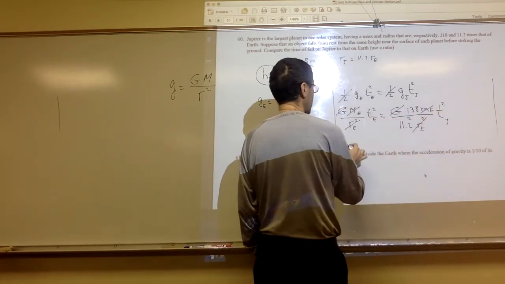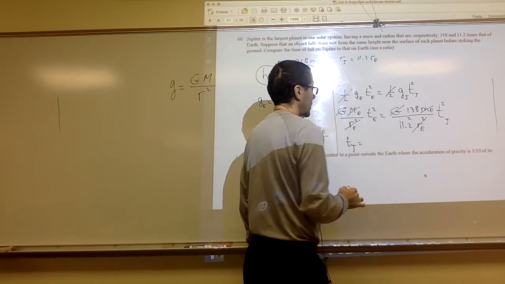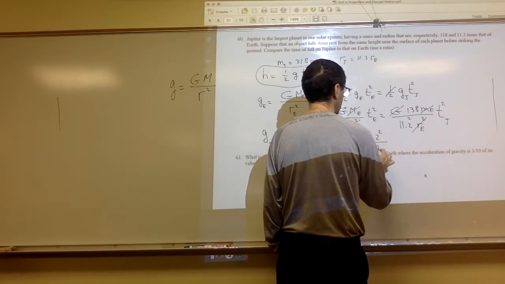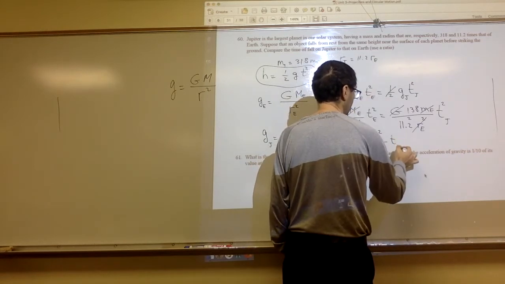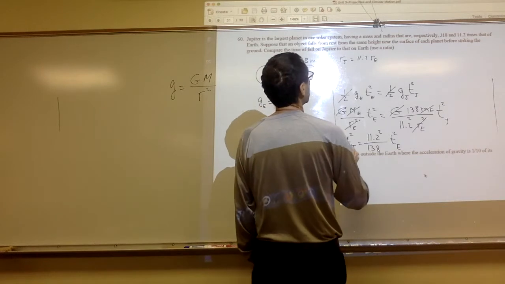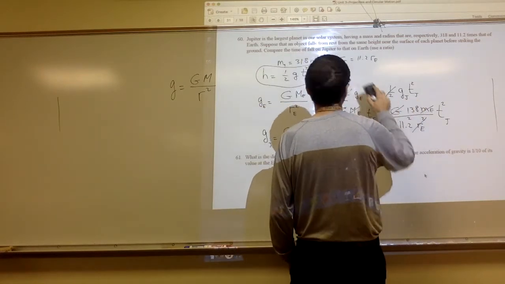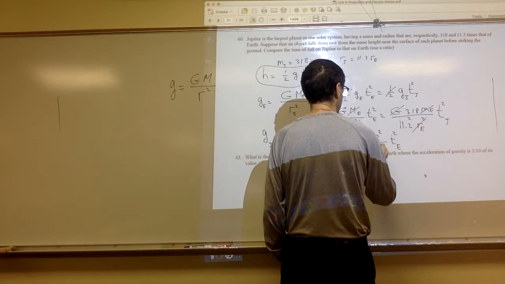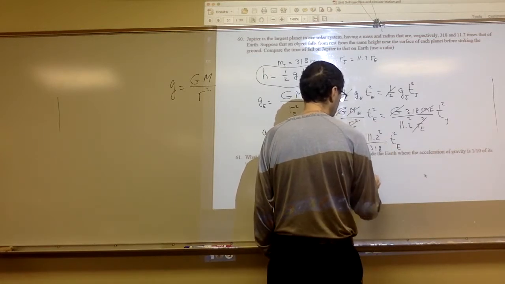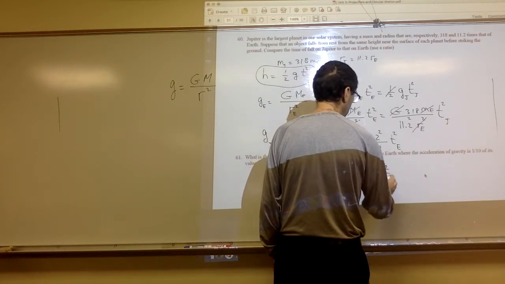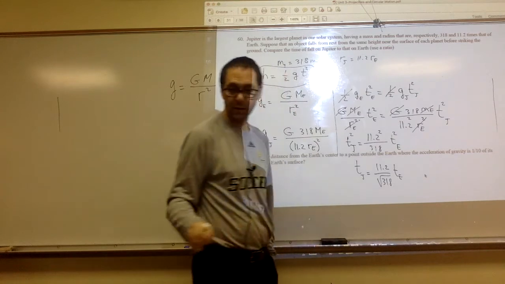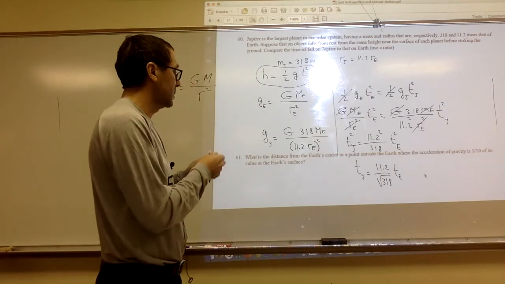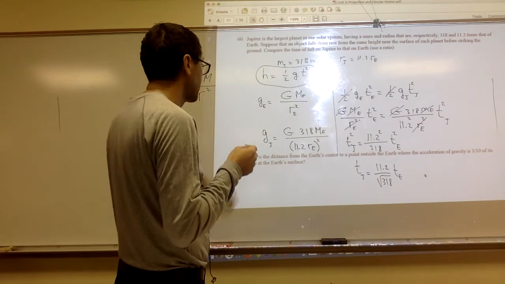All right? Which means T on Jupiter is equal to 11.2 squared over 318, this is squared, T on Earth squared. Oh, 318, sorry. So 318 down here. Okay, so T Jupiter equals 11.2 over radical 318 times T on Earth, right? And I don't know if I have the answer to that. So it should be about 0.63.